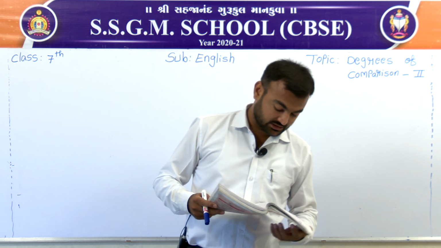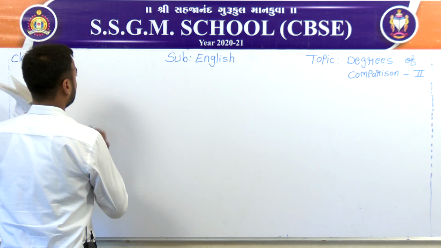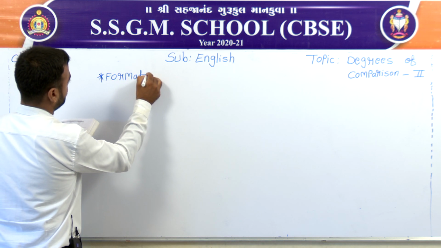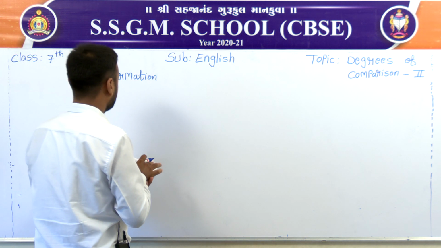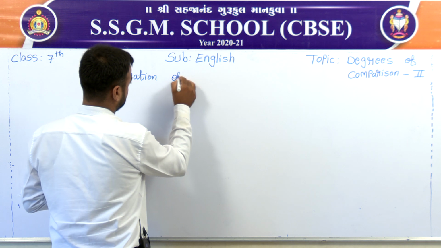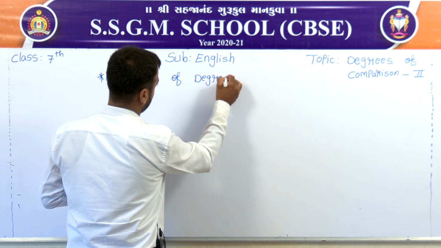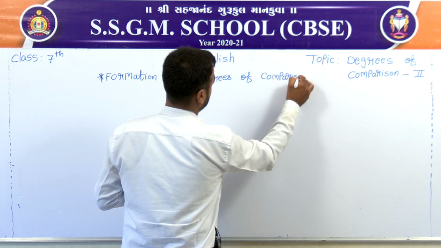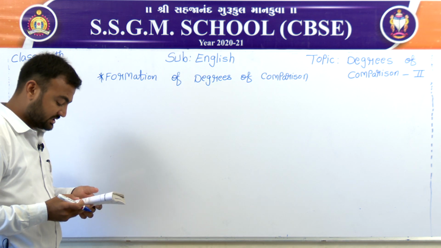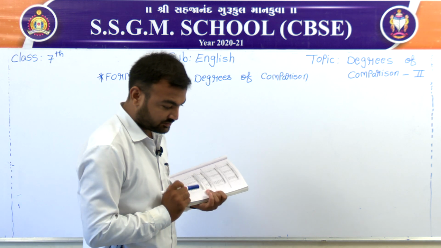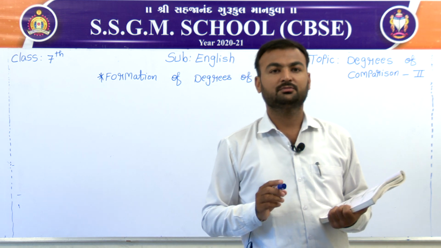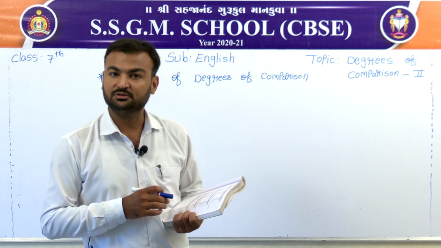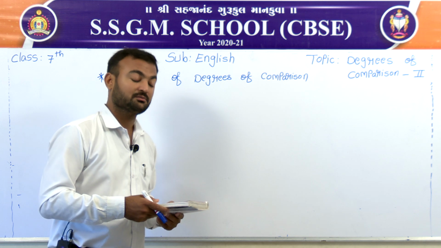Now today we are going to learn number B. So I am giving the same heading, formation of degrees of comparison. Now how to form a degree. Number 1, which I already taught you, is to add ER and EST to the given degree. Now we are moving to number B.